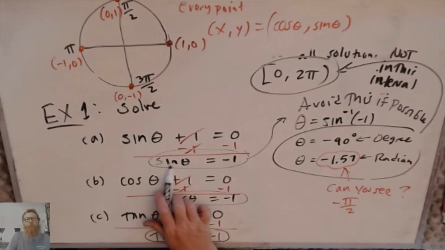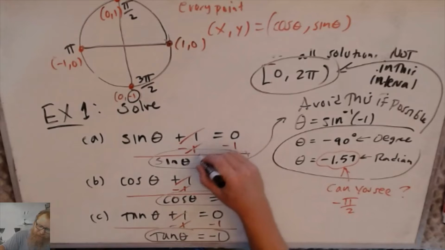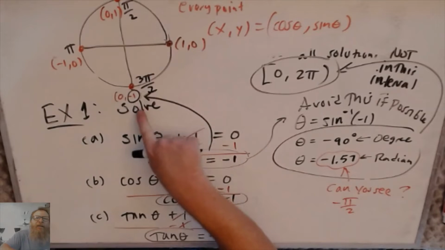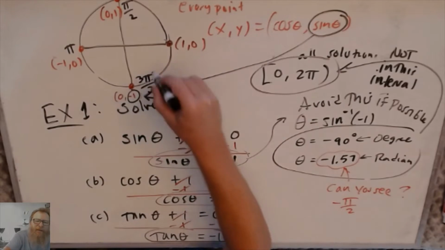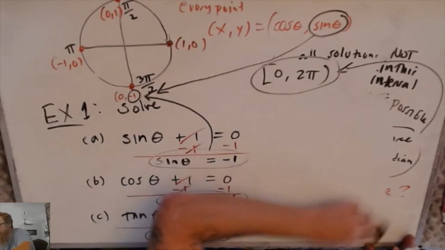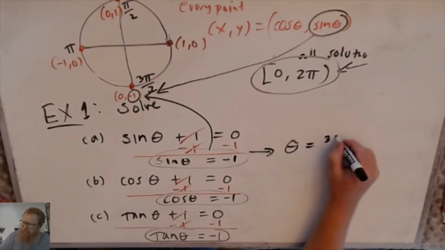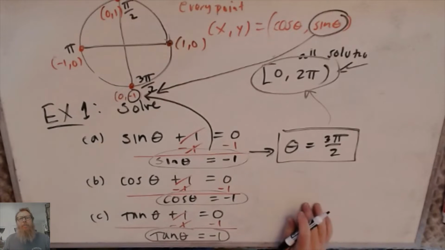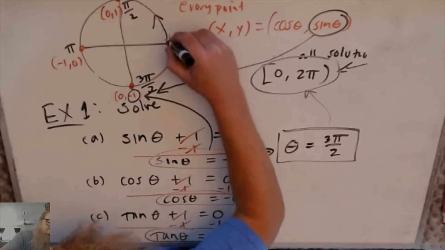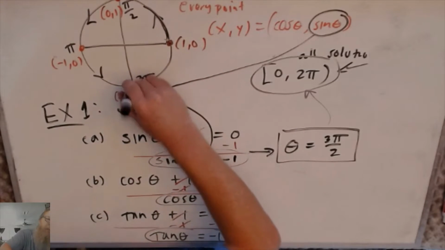So you just read this. What angle has a sine of negative 1? And there it is. Sine is equal to negative 1. Right there. So your answer is much easier if you know the unit circle. You can just say theta is 3 pi over 2. And now you have that it's actually in the interval from 0 to 2 pi. All right, remember we're going around counterclockwise. So you have to go all the way around to here, and that's 3 pi over 2.